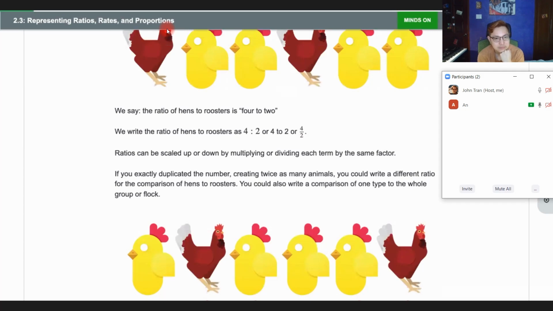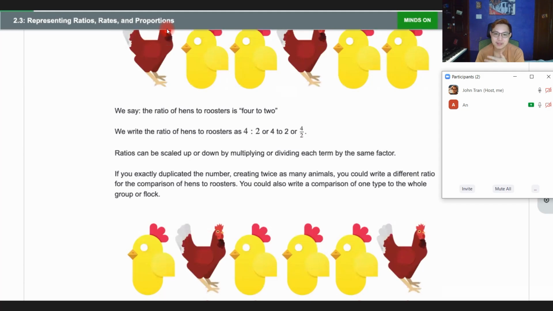A ratio can be scaled up or down by multiplying or dividing each term by the same factor. What it means is that whatever you do to the upper part, you do the same to the lower part. For example, 4 over 2, if you divide both by 2, it will be 2 over 1. So 4 over 2 actually equals 2 over 1.